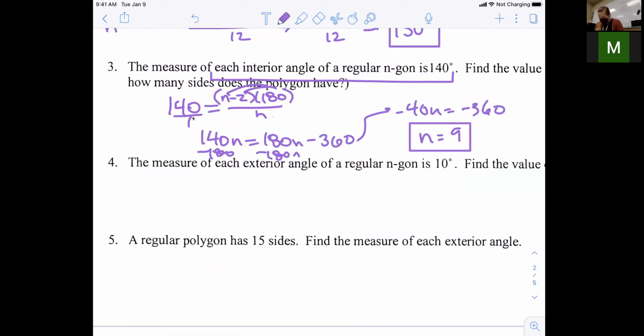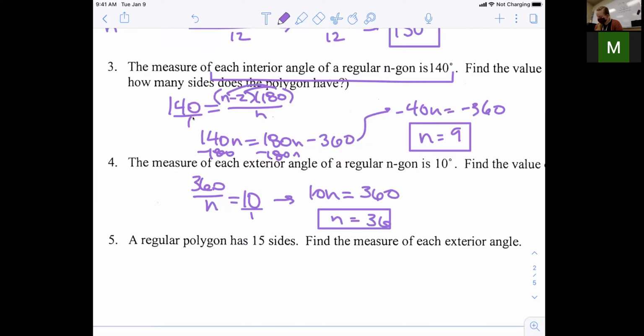360. I don't know n, but I know that the answer, the degree, is 10. I'm going to use this formula. I saw a lot of this on your paper, 360 divided by n, but I'm going to set it equal to 10 because that's what the answer is. We just don't know what n is. So 360 divided by n equals 10. Again, you can cross multiply, and that gives us 10n equals 360. Divide, and I get 36. It's a really big-sided shape.